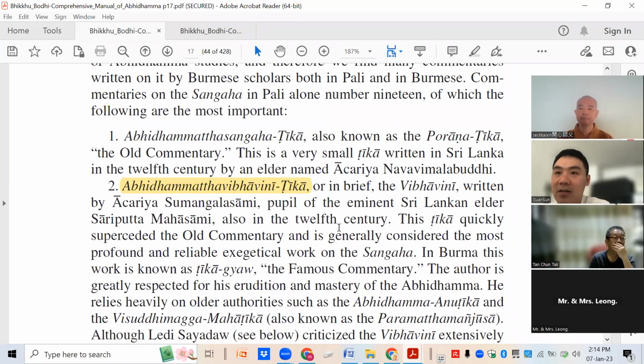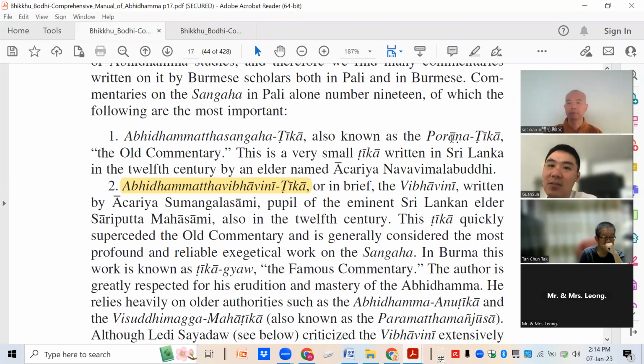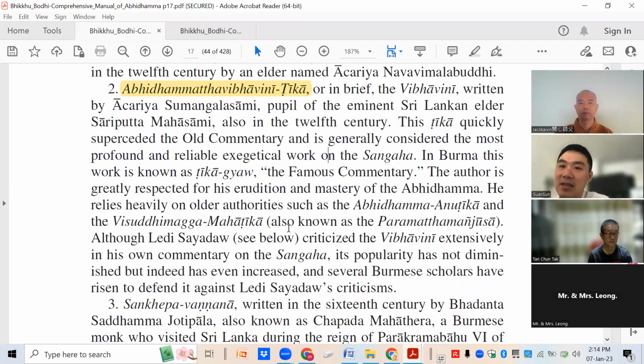Abhidhammatthavibhavini Tika, or in brief the Vibhavini, was written by Acariya Sumangalasami, pupil of the eminent Sri Lankan elder Sariputta Mahasami, also in the 12th century. This tika quickly supersedes the old commentary and is generally considered the most profound and reliable exegetical work on the Sangaha. In Burma, this work is known as Tika Gyi, the famous commentary. The author is greatly respected for his erudition and mastery of the Abhidhamma.